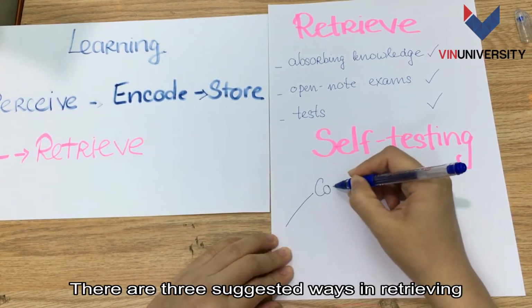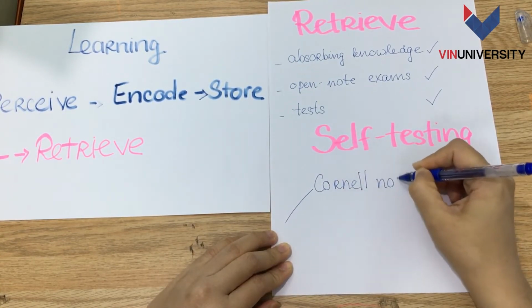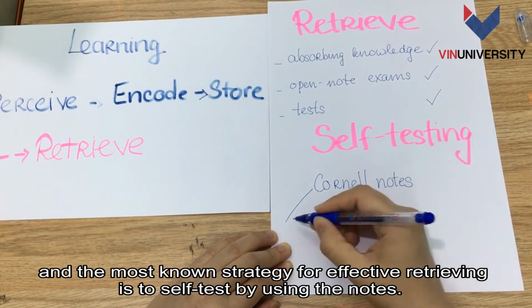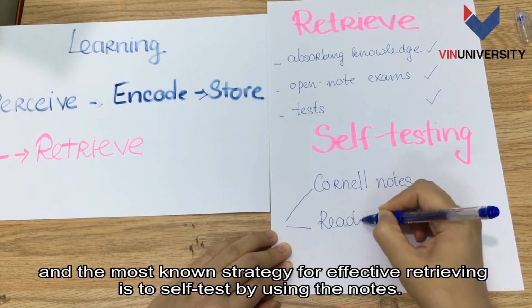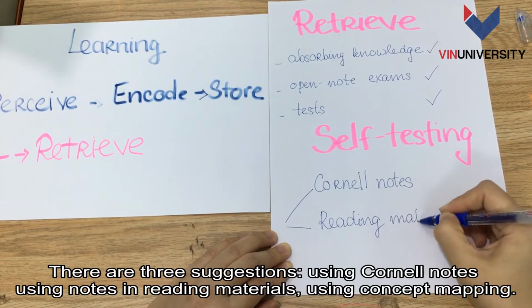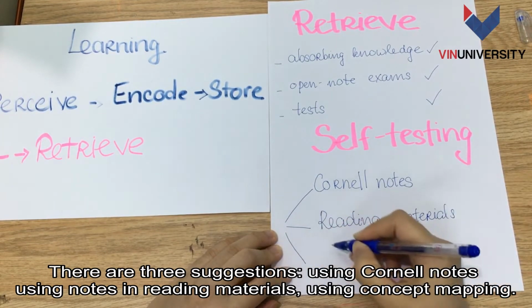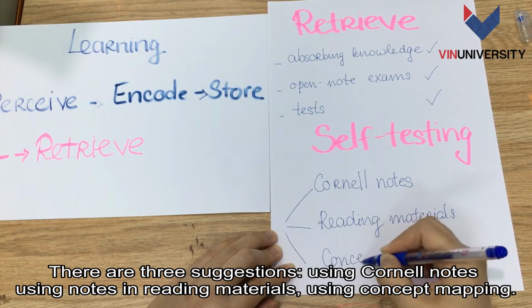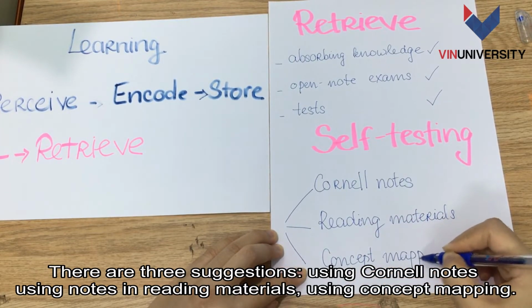There are 3 suggested ways in retrieving, and the must-know strategy for effective retrieving is self-testing by using your notes. There are 3 suggestions: using Cornell notes, using notes in reading materials, using concept mapping.